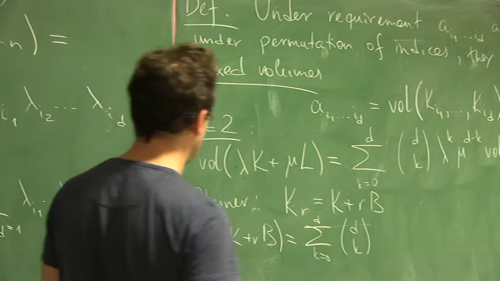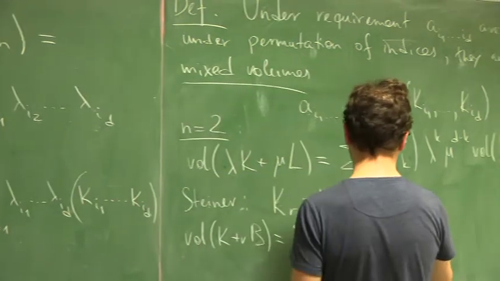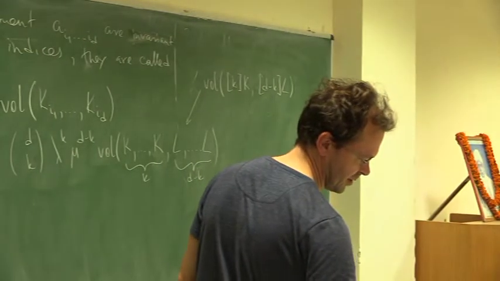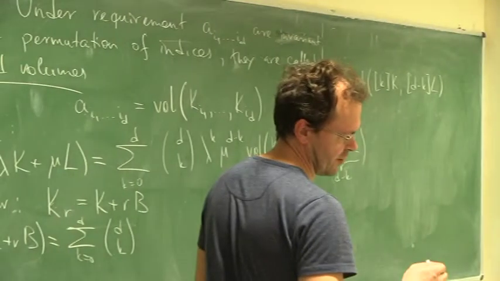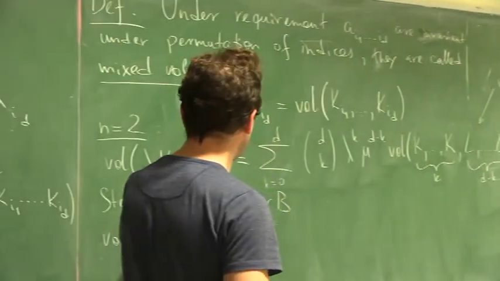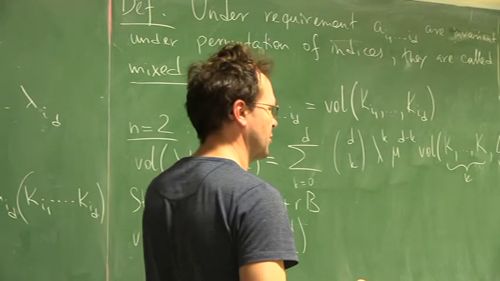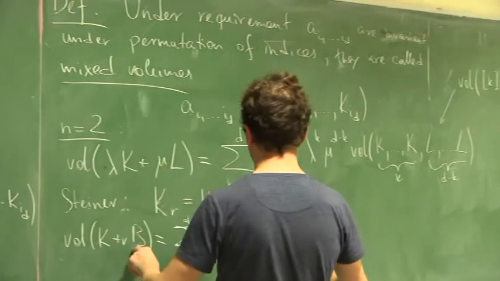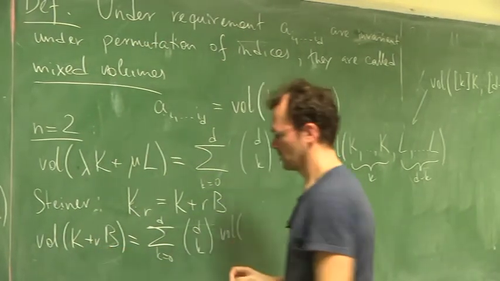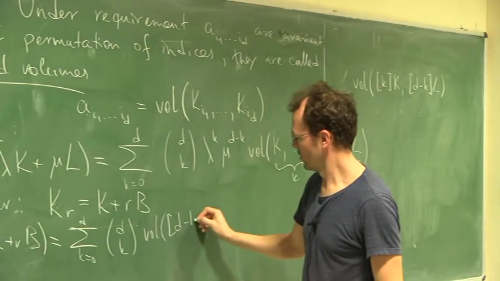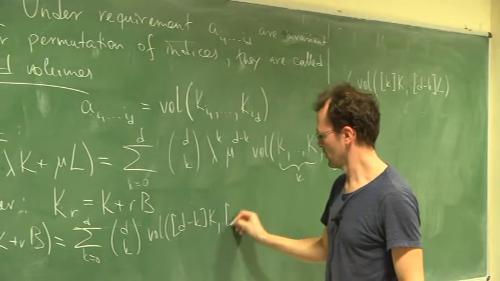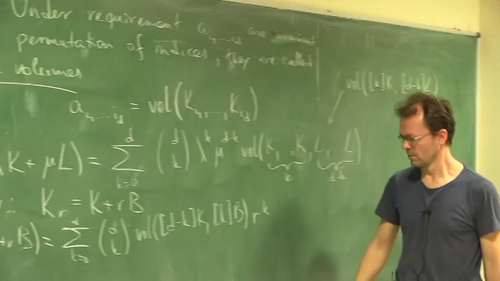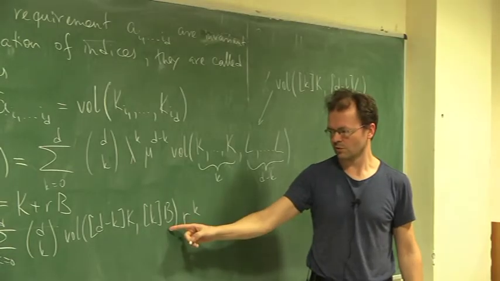and then one has to decide for k or for d minus k. I want to have r to the power k, therefore I must take d minus k copies of K and k copies of B. That means I take the mixed volume with d minus k copies of K and k copies of B, and this gives me r to the power k. Right, so each r is associated with B.